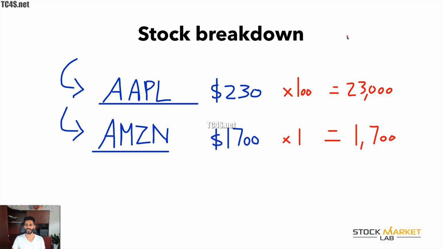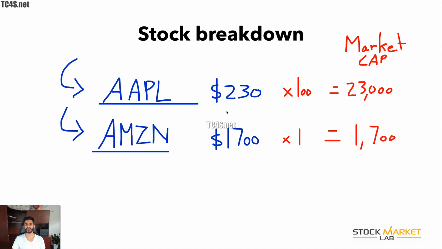This right here is known as the market cap, right? You guys probably heard this term before. It's the market cap. This is the valuation of the company. This is how much the company is valued at. For Apple, it's $23,000. For Amazon, it's $1,700. Obviously, that's not the case, guys. I'm just using a basic example just to give you guys an idea.